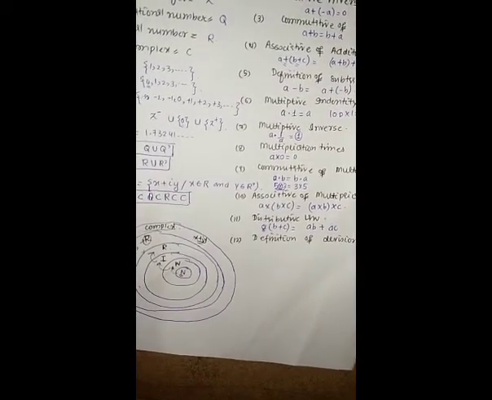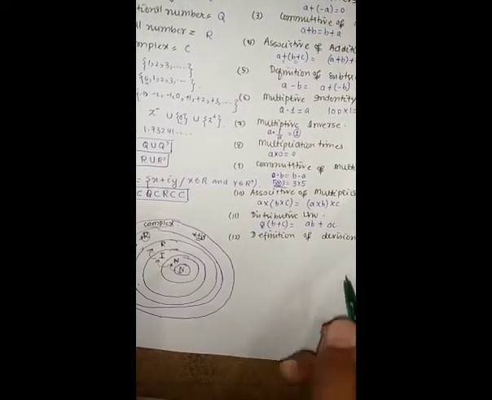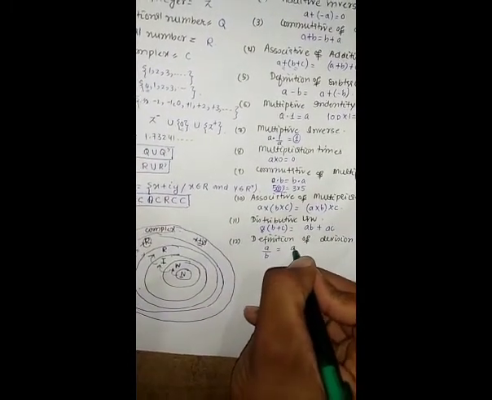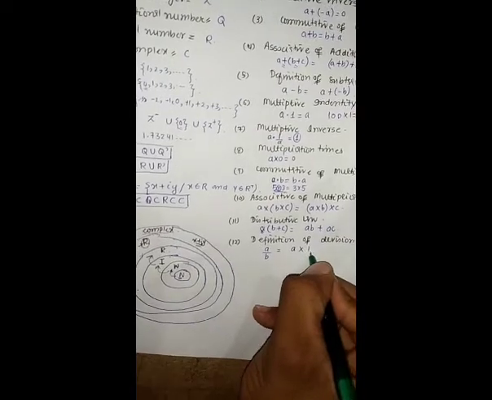And what is called the definition of division? Definition of division: a upon b, we can also write this equation like a into 1 upon b. So this is called the definition of division.